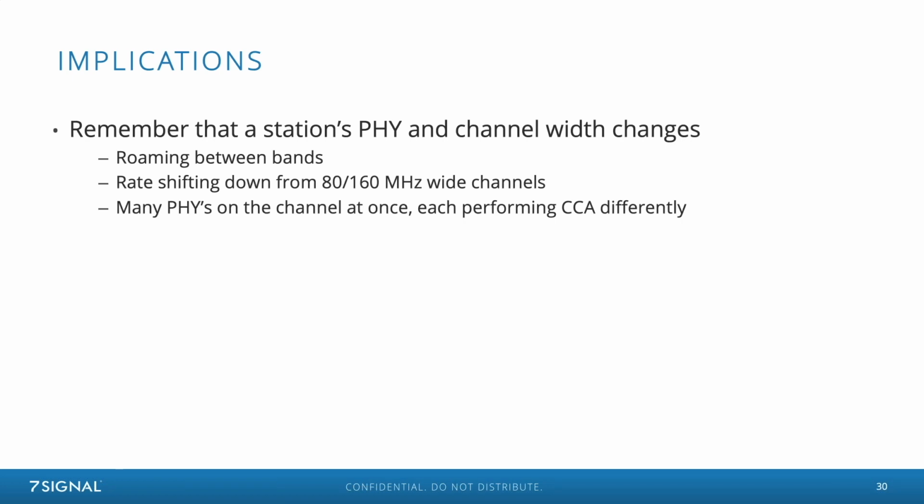Some clients, particularly using those widest channel widths, when they rate shift down, will shift the channel width they're operating at. They'll go from 80 down to 40 to try to reclaim a little SNR and have a little bit better luck at the bottom end of the MCS range. And on a busy network, it's very likely you'll have many PHYs operating on the channel at once, each according to the CCA rules that are specified for its PHY.